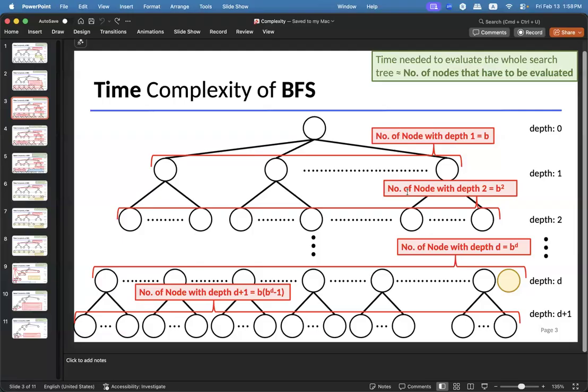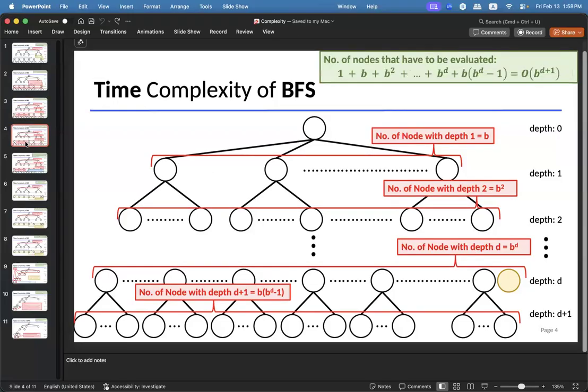All the things are still logical, right? And we already figured out all the nodes in each layer, so the next step is we just add them up. When we add them up, we find that the item with the biggest power is this one, B powered by D, times B.